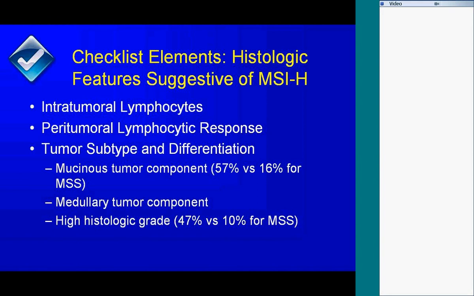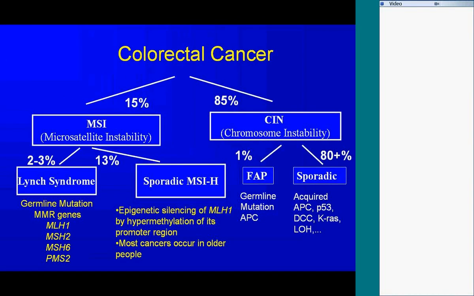Now, one element recently added to the checklist is that we're asking pathologists to look for histologic features suggestive of high levels of microsatellite instability. The ones we're specifically looking for are intratumoral lymphocytes as assessed on the H&E stain, the peritumoral lymphocytic response, or the so-called Crohn's-like reaction beneath the tumor, and to consider the tumor subtype and differentiation as an element that may suggest microsatellite instability. And why are we doing this?